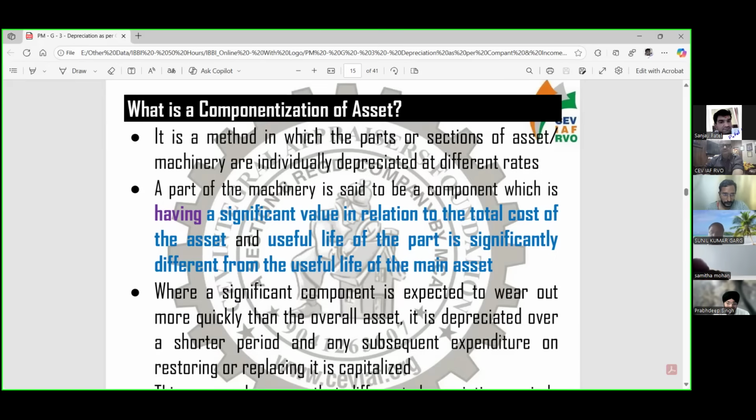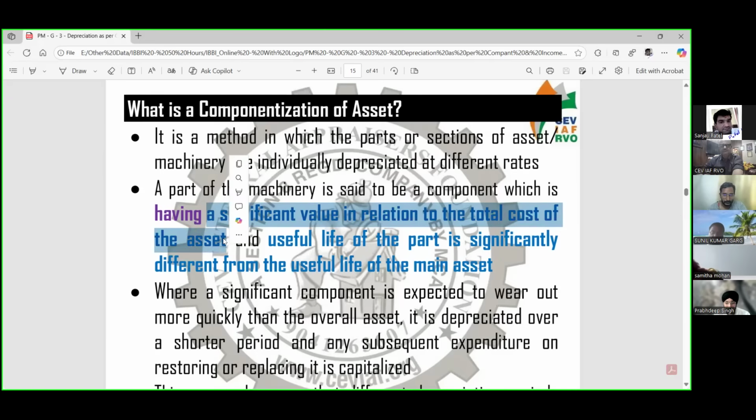Now, to make the componentization of the asset, they suggest some ways how to do componentization. A part of machinery should be a component if it has a significant value in relation to the total cost of the asset.